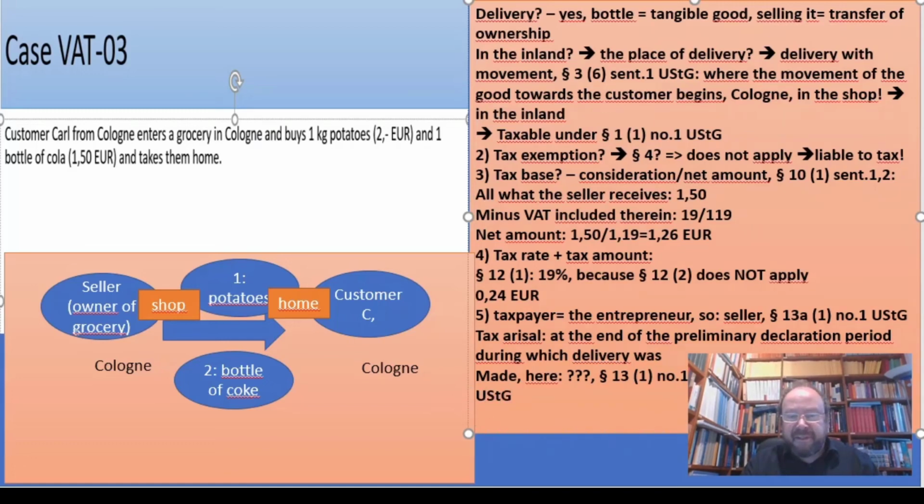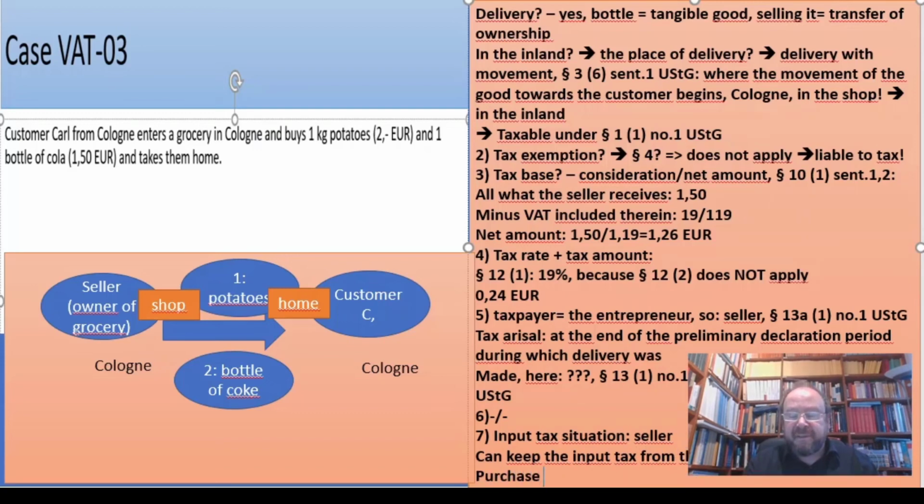Invoicing and declaration duties, nothing special. So peculiarities, also nothing special. Input tax claims, input tax situation. Seller can keep, does not lose the input tax from the purchase of the bottle from the wholesaler. Paragraph 15.1 or so. That's it.